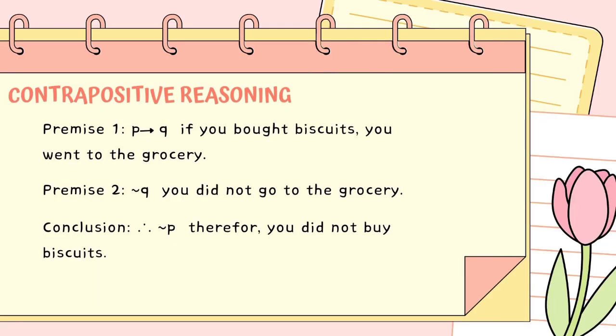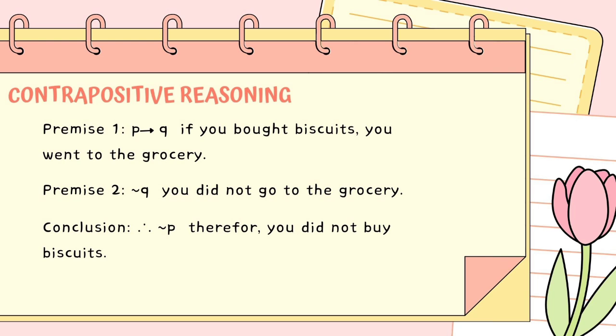Sa contrapositive reasoning naman, ang premise 1 natin, P implies Q. Premise 2, not Q. Conclusion natin, therefore, not P. For example, premise 1, if you bought biscuits, you went to the grocery. Ang P natin dyan is you bought biscuits.